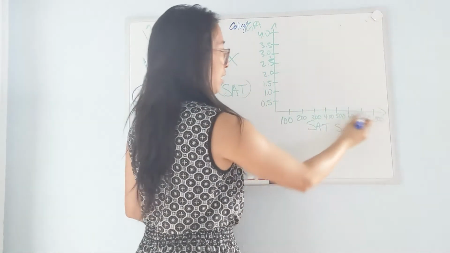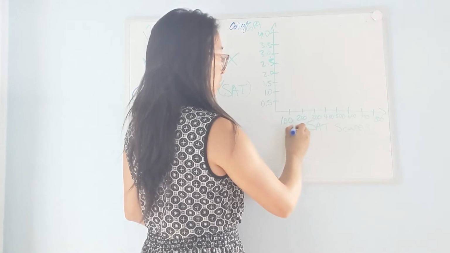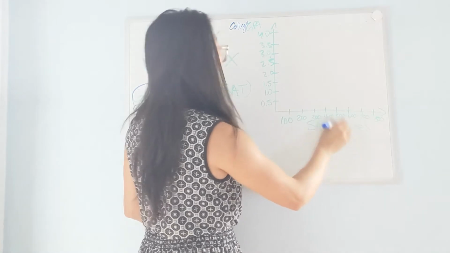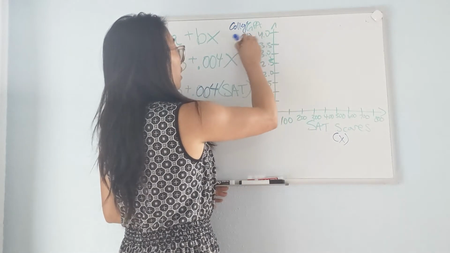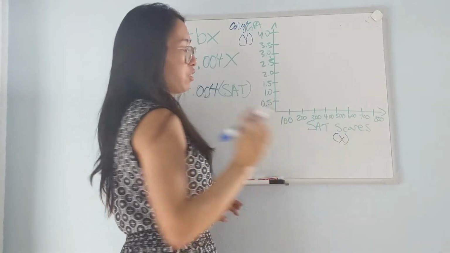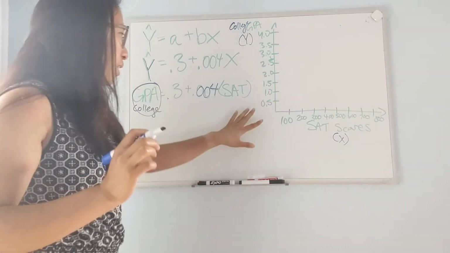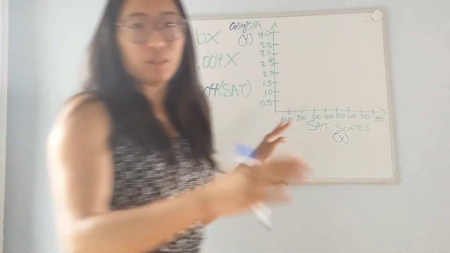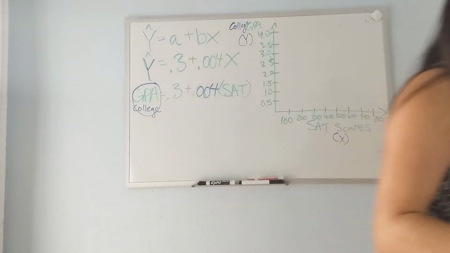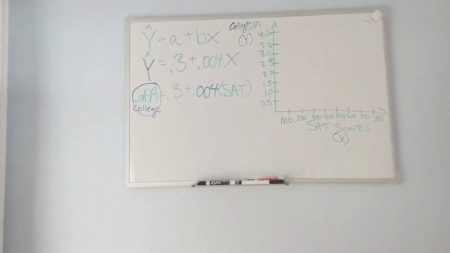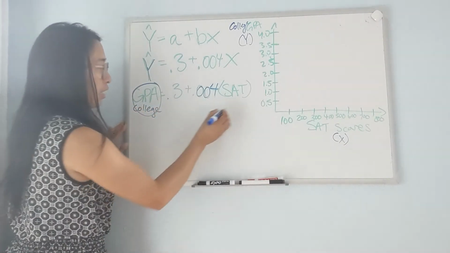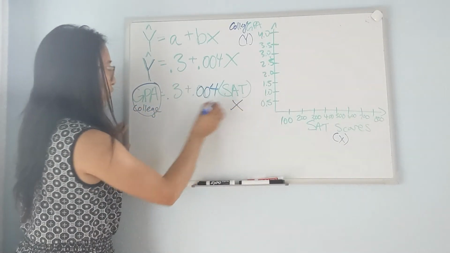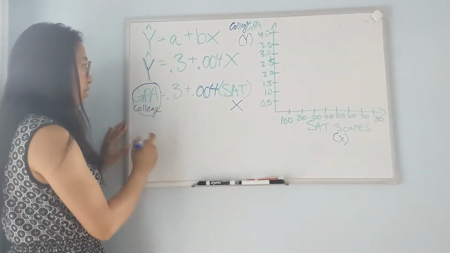So this is the x-axis. I'll just write x, and this is y. This is our outcome, and this is our predictor. So I drew this out. The way to figure this out, and your book gives these examples, is to plug in a low SAT score and then a high SAT score. I'm plugging into x to figure out what y would be.